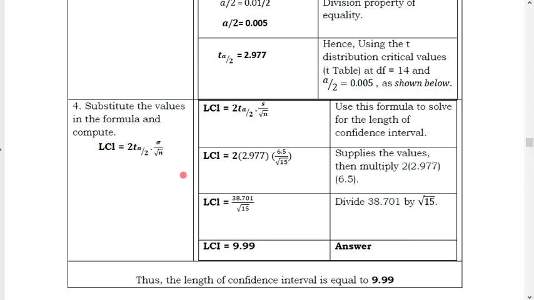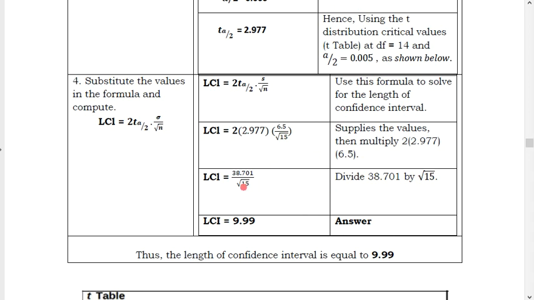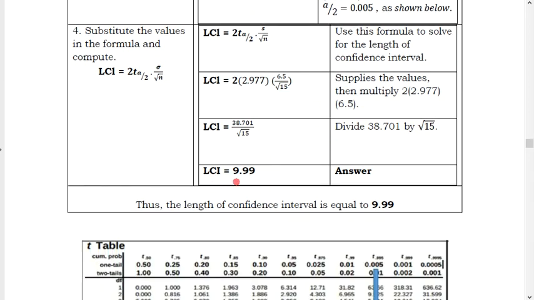Next, substitute the value in the formula and compute. Substitute natin yung nakuha natin na value dito sa formula. So, formula natin 2 times t sub alpha over 2. Okay. t sub alpha over 2 is equal to 2.977, yung nakuha natin kanina. And then, multiplied by 2, and then again multiplied by 6.5, which is yung S, and n na sample size, which is 15. Solve this one, and then you will have LCI is equal to 9.99. Okay? That is the length of the confidence interval.